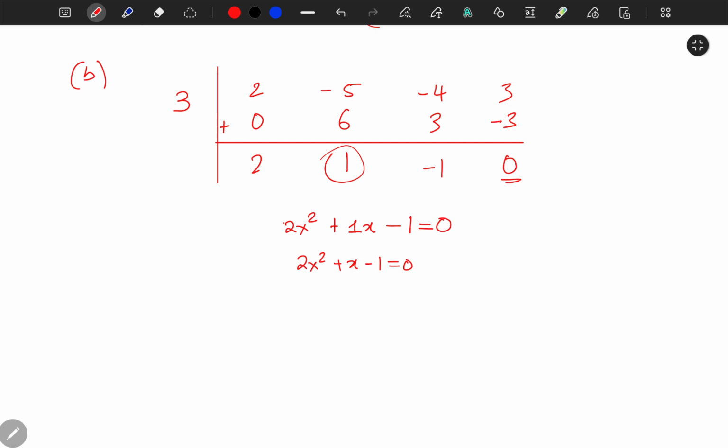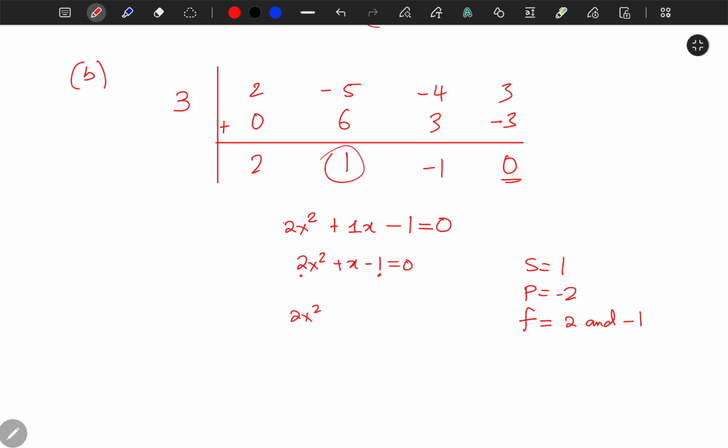Further, I need to factorize this. You know the sum and the product, right? The sum, the middle number there, is 1. The product, you take the number in front, multiply by the constant, negative 2. Look for two numbers that add to get 1 and multiply to get negative 2. What are those? 2 and negative 1. You add, it's 1. You multiply, it's negative 2.